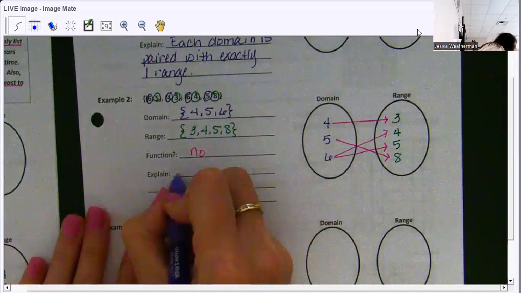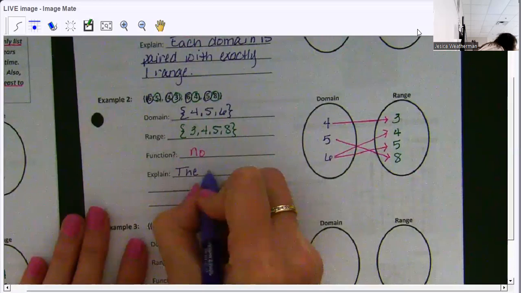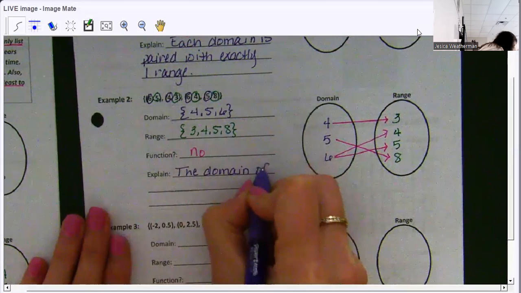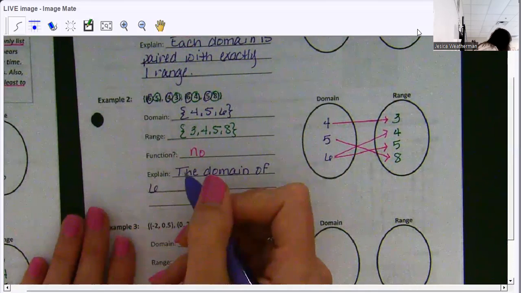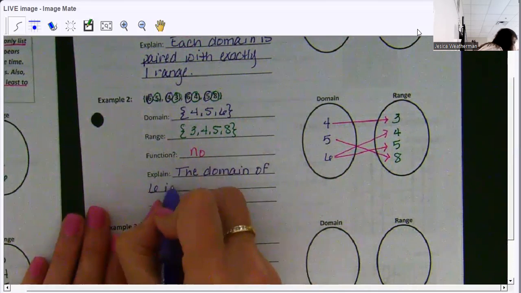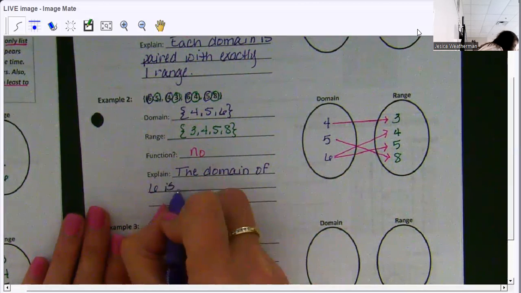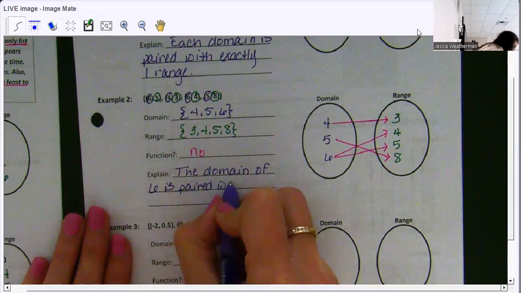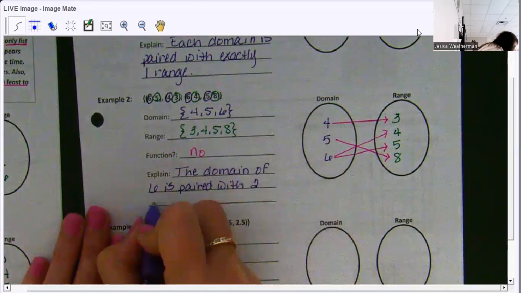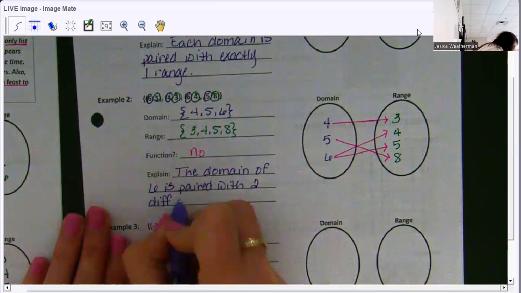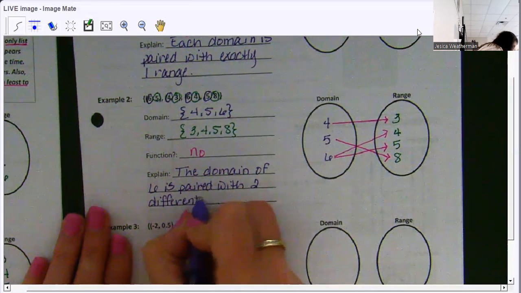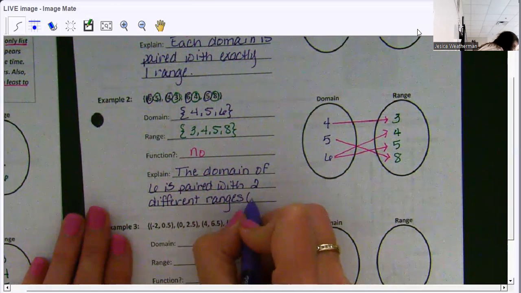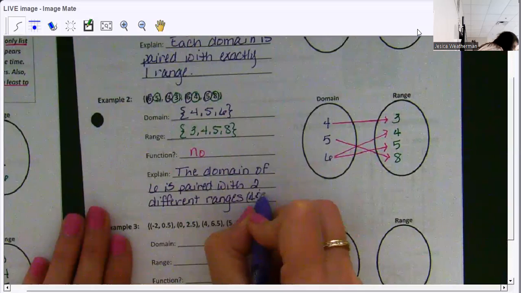So this is how I'm going to explain it. The domain of 6, or the x value of 6, is paired with 2 different ranges or 2 different y values.